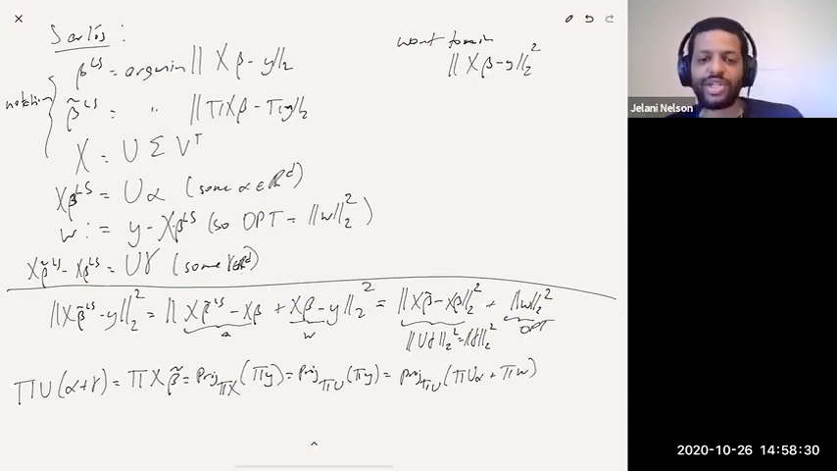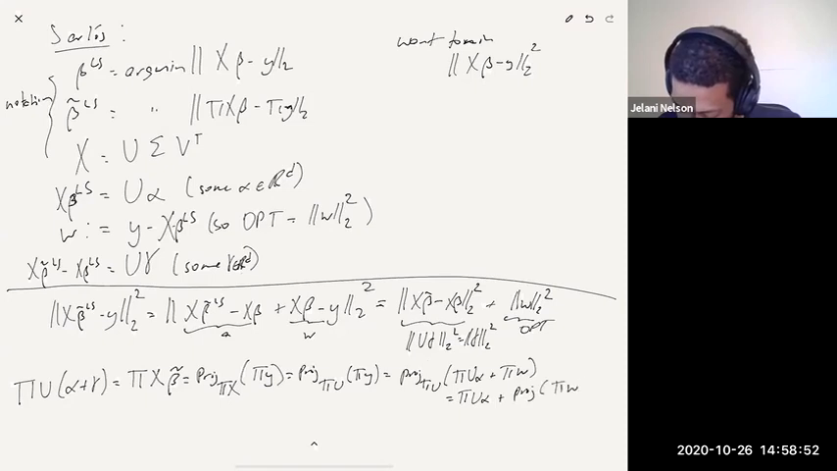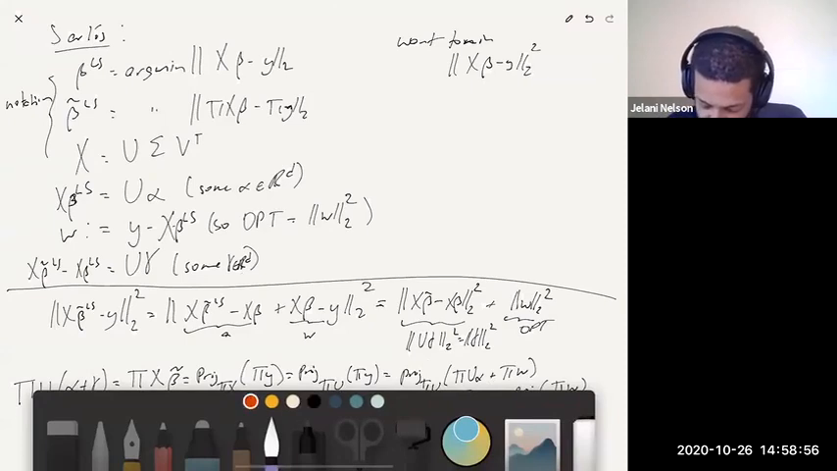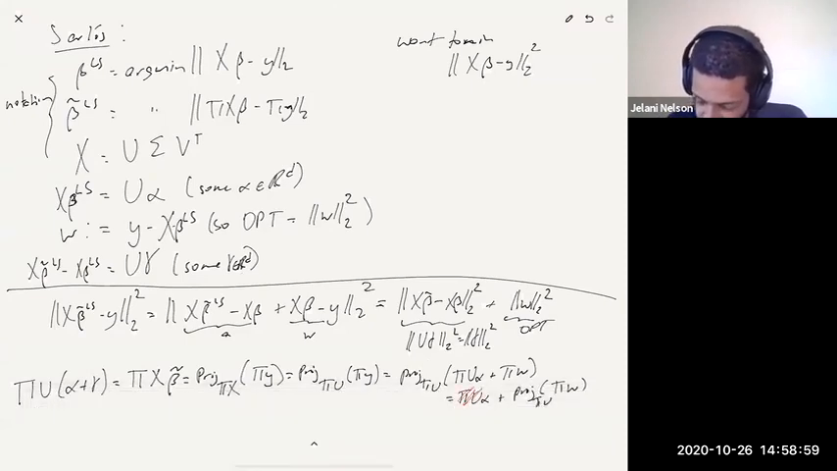Okay. And projection, orthogonal projection, is a linear operation. So this is the projection of pi U alpha plus the projection of pi W. What's the projection onto the column space of pi U alpha? Okay, it's just pi U alpha. So this is pi U alpha plus the projection of pi W onto pi U. And now magic, this pi U alpha cancels this pi U alpha.